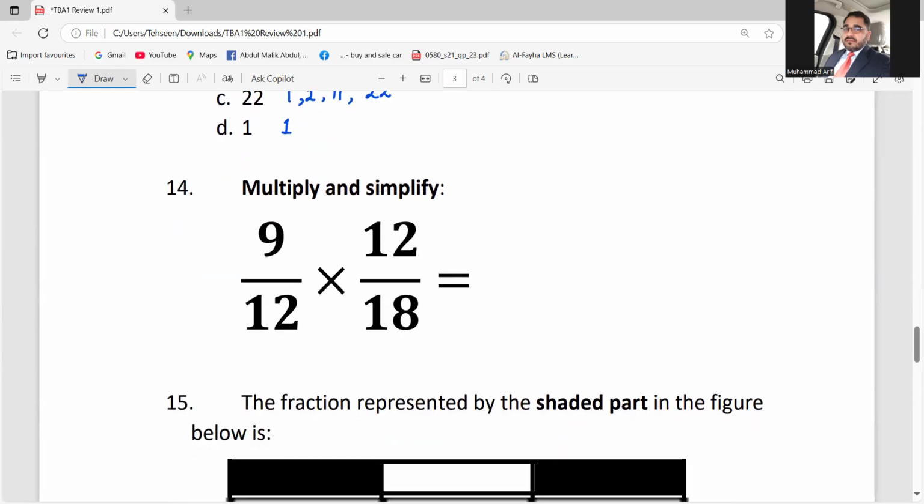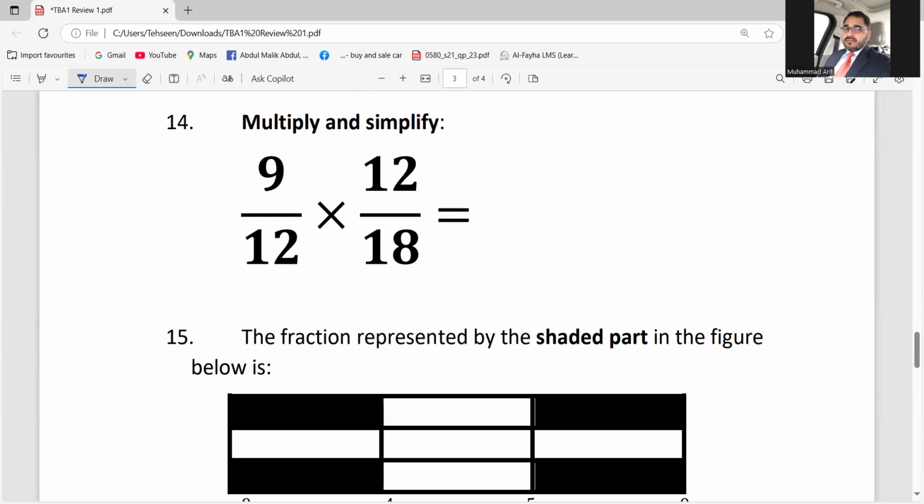Question number 14. Multiply and simplify. Here we can multiply and then simplify, or first simplify, then multiply. I think first simplify, then multiply will be better, because if you multiply first, the product will be a big number and it is difficult to simplify a big number.